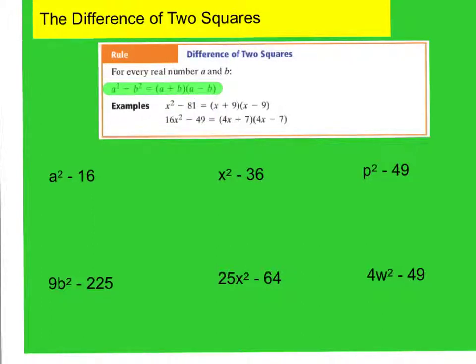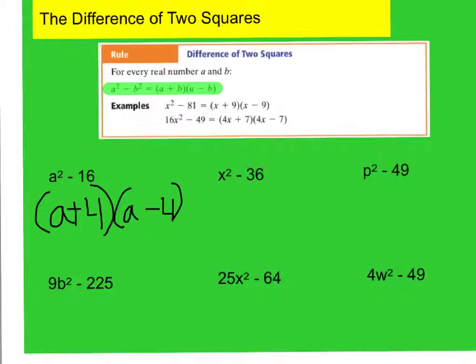So here's the trick. Look at the first term, and if there's only 2 terms, then possibly you can do it. Look at the first term. Can you square root it? Yes. So I'm going to square root it and write a. Look at the second term. Can you square root it? Yes. I'm going to write the square root of 16 is 4. And then what I do next is I know that I need a positive multiplied by a negative in order to get negative 16. And positive 4 plus negative 4 will cancel out to 0.